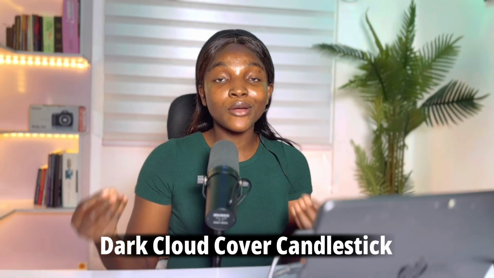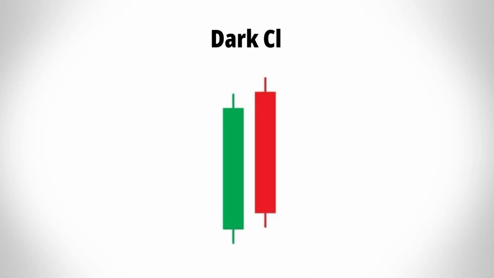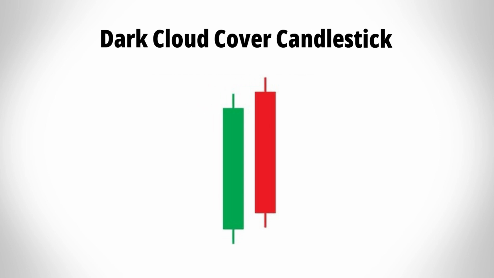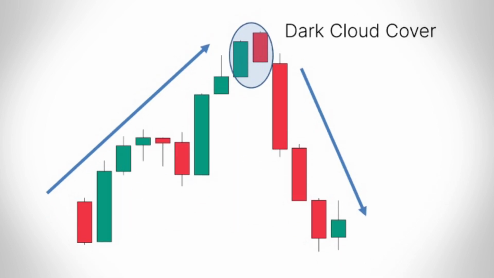The next candlestick on our list is the dark cloud cover candlestick. The dark cloud cover is a 2-candlestick bearish reversal pattern that appears at the top of an uptrend, signaling a potential trend reversal from bullish to bearish.